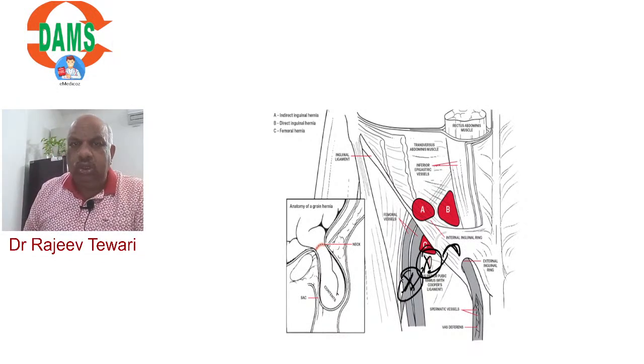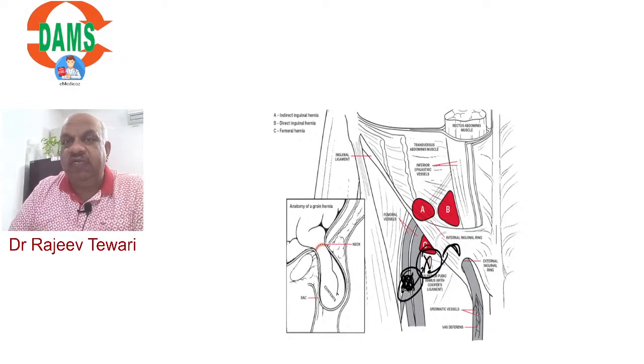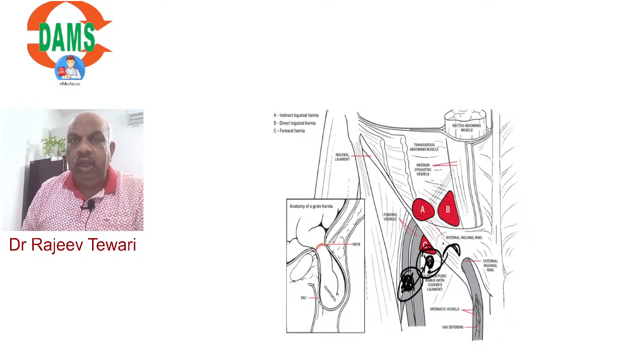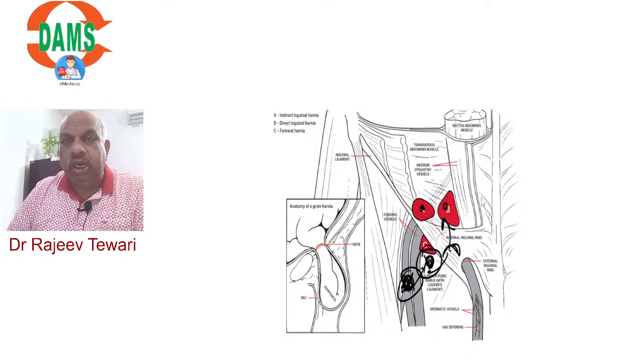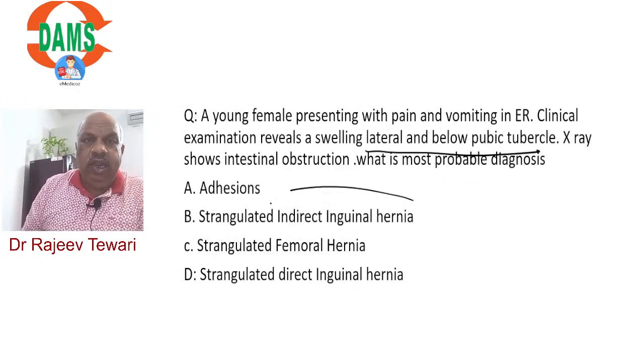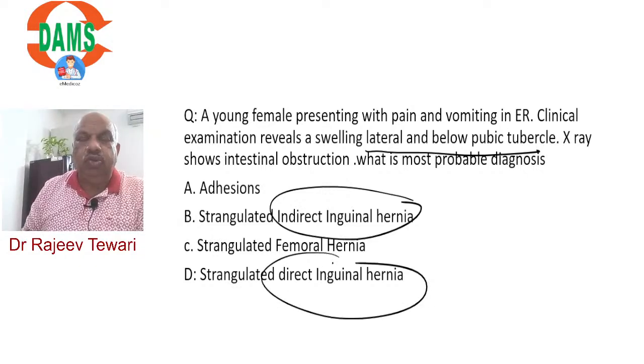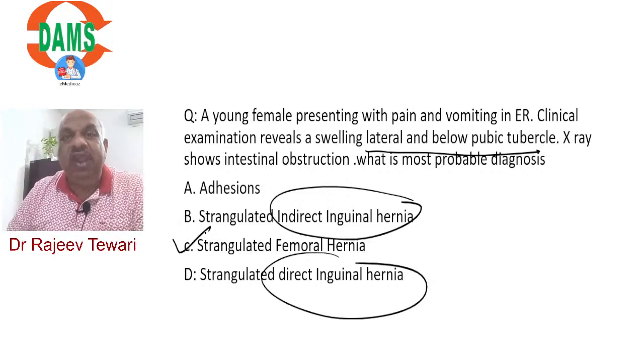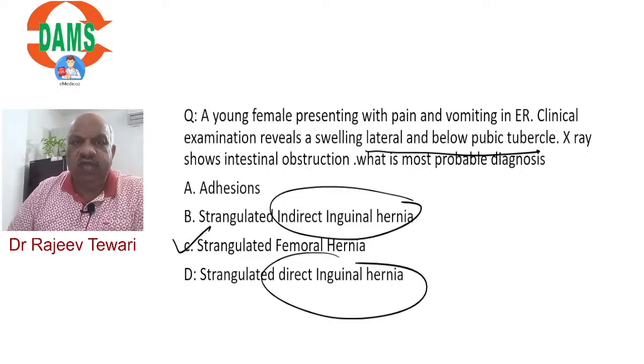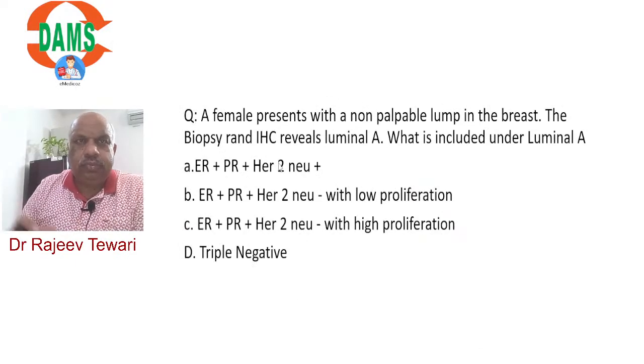Obturator hernia is also here, a little lower than femoral, but that's away from the pubic tubercle. If the relation to the pubic tubercle is given, we'll go for femoral hernia. The direct and indirect hernias will be superior and lateral to the pubic tubercle; only femoral hernia will be inferior. So obviously the answer is femoral hernia. It's a simple question. I don't think there's any confusion here.